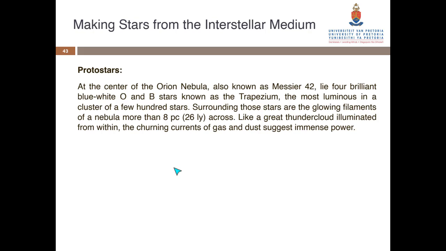But the Orion Nebula is known as Messier Object 42. Inside it lie four brilliant blue-white O and B stars known as the trapezium of the nebula, the most luminous in a cluster of a few hundred stars. Surrounding those stars are glowing filaments of nebula more than 8 parsecs, so 26 light years, across.